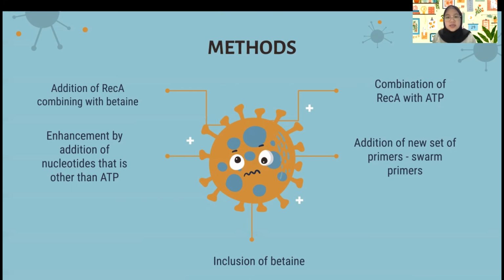Lastly, LAMP can be improved by including betaine in the assay. This is because exclusion of betaine will increase the risk of producing false positive results, which we want to avoid. Based on the study by Zhou et al. in 2020, the addition of betaine into LAMP assay does not produce any false positive results at all, and the inclusion of betaine helps to avoid unspecific amplifications in this assay.